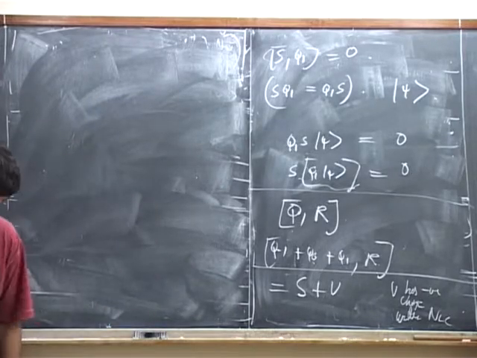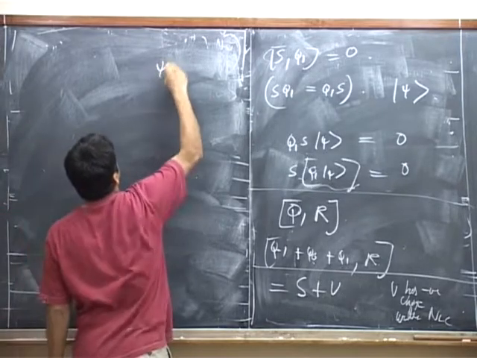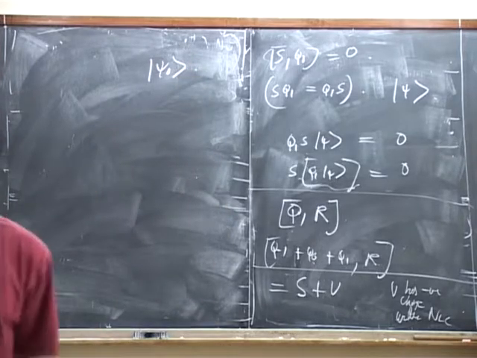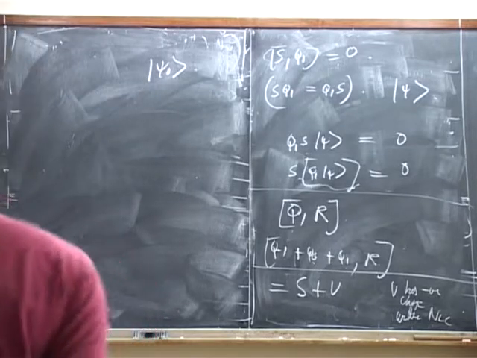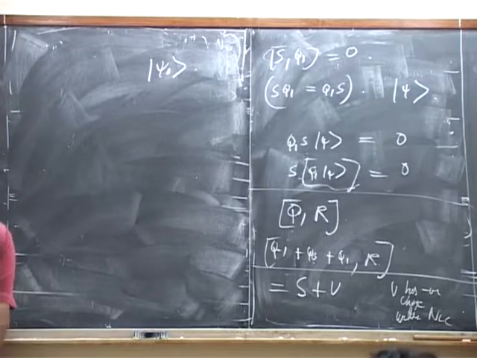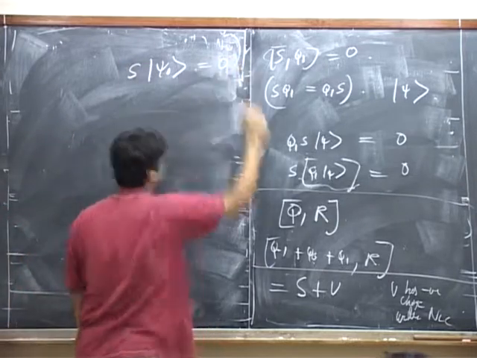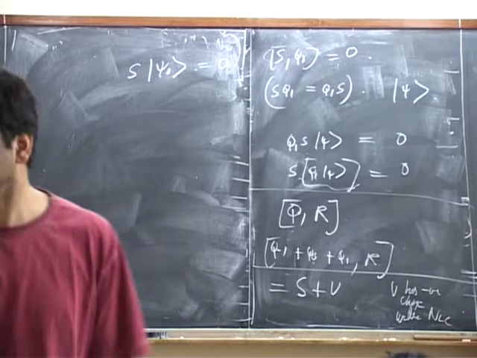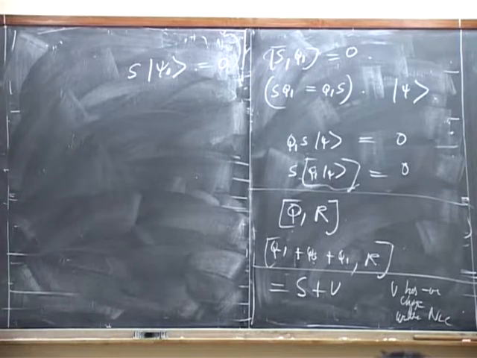Okay. So now consider the following. Consider any state psi 0 that is annihilated by S, such that S on psi 0 is equal to 0. That is, as we have demonstrated, consider any state psi 0 that is in Q1 cohomology.